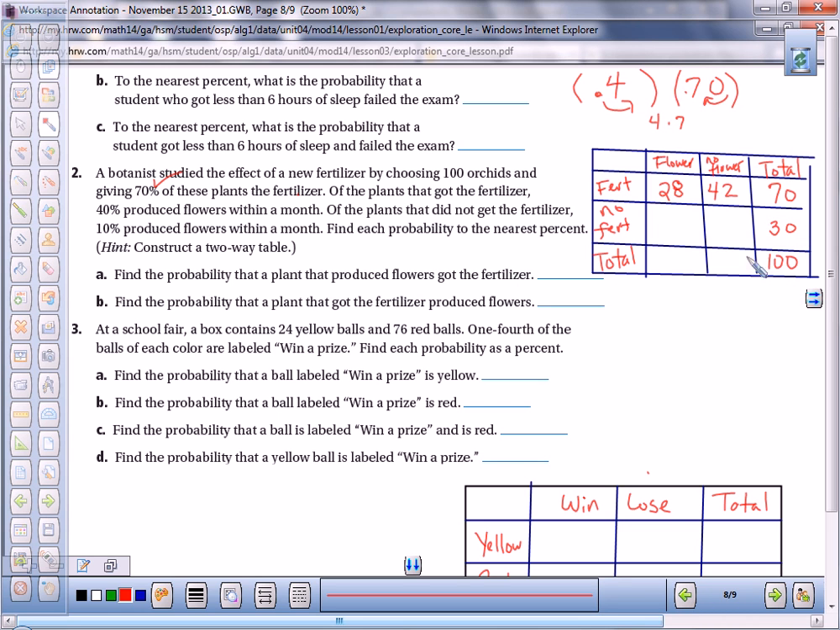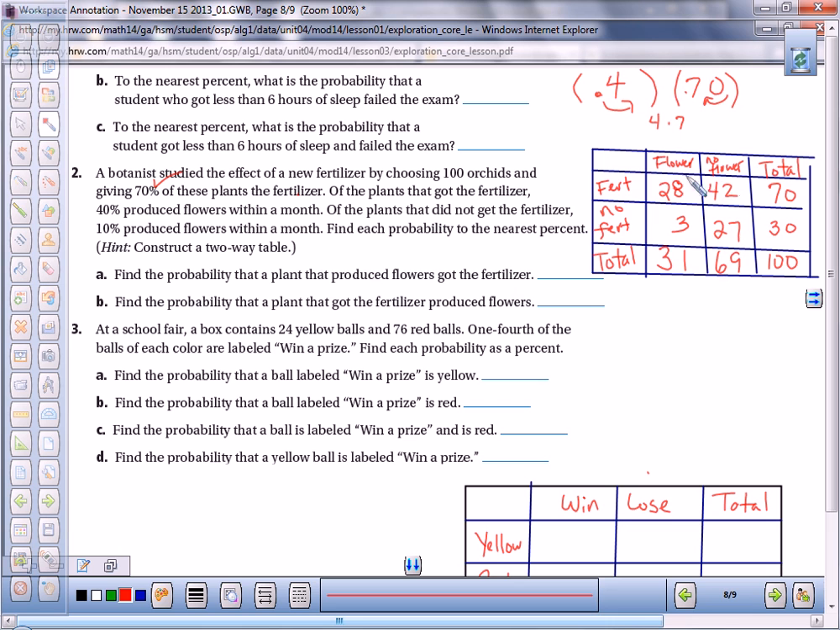Of the plants that did not get fertilizer, 10% produced flowers. So, all right, no fertilizer, 10% got flowers. So now that puts a 31 here. It puts what here? 27, which makes a 69. Does it add up to 100 both ways? Excellent. So now we've created our own two-way table that we can use to answer our problems.